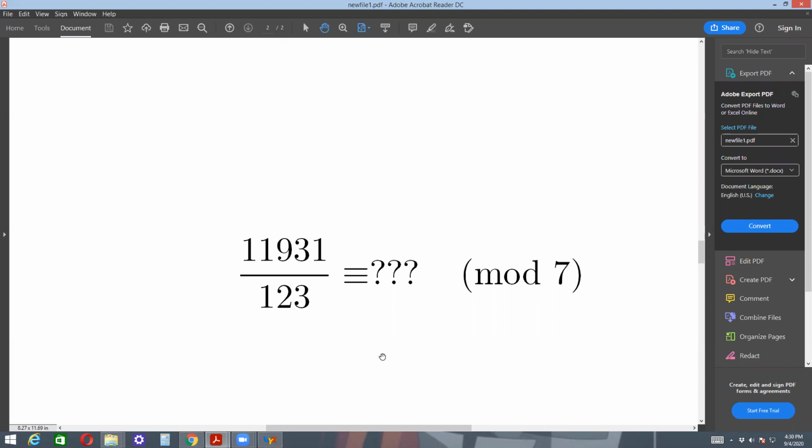Yeah, that's correct. If you divide 123 by 7, you'll get remainder 4. The remainder here is 4. 119 is divisible by 7, so the remainder would be 3. So basically this fraction is congruent to 3 over 4 mod 7, and you just multiply above and below by 2, and you get 6 over 8, which is the same as 6 over 1. So yeah, that's it.